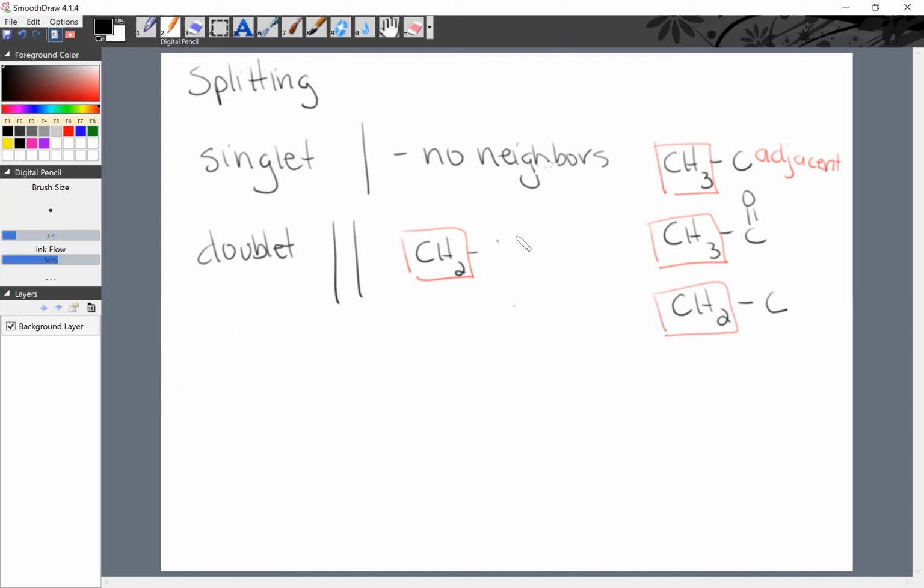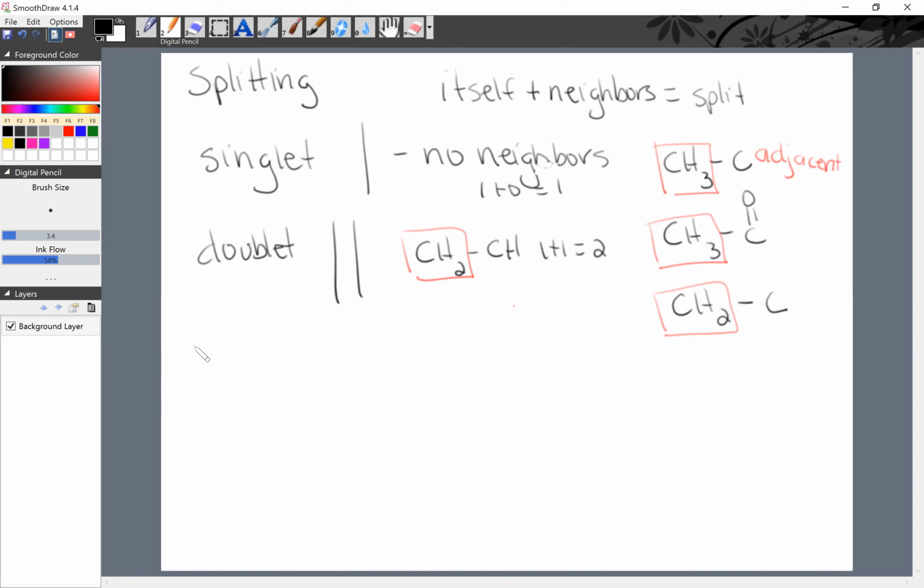Just a CH. That'll give us a doublet because this is the one that we're interested in. This is our peak, and it has one neighbor. So you always have itself, or the original peak, plus how many neighbors, which will tell you the splitting pattern. So this one is 1 plus 0, so you're only going to get one peak. This is 1 plus 1, so you're going to get two peaks, or a doublet.